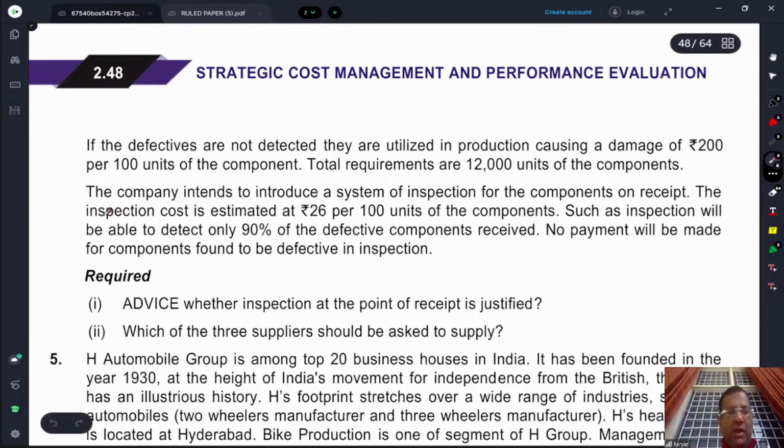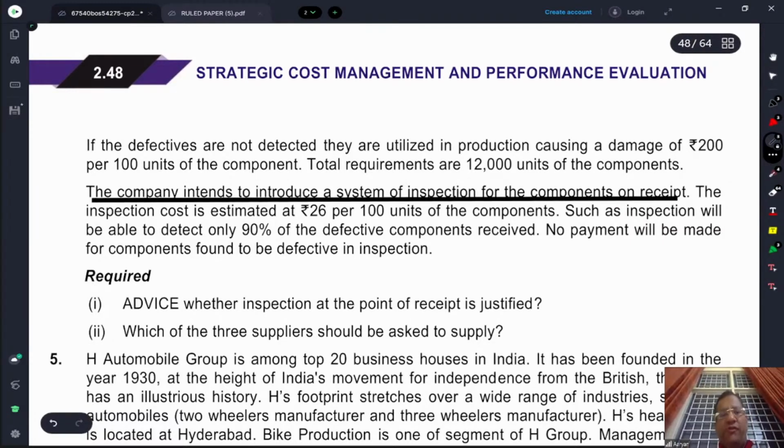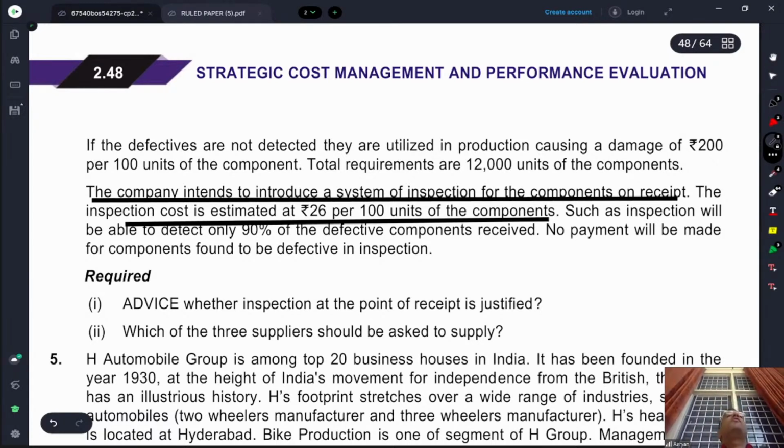Okay? Chaliye. Company intends to introduce a system of inspection for the components on receipt. Although not required, I am just asking so that you can recall the concept. Tell me, beta, ये जो लाइन है इससे जो हमारी इंस्पेक्शन कॉस्ट आ रही है, inspection cost is ₹22 per 100 units of the component.